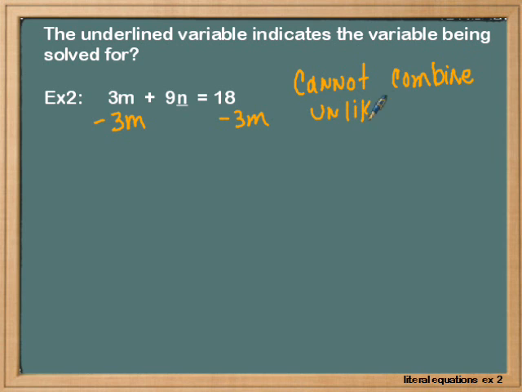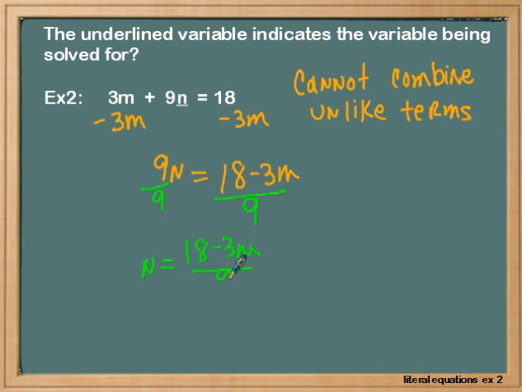And so what that leaves us with is 18 minus 3m. We just have to leave it as is, and let's bring down that 9n. Now we have to get the n alone, so we're going to divide out that 9, and we're going to do it to the entire side on the right, leaving us with n equals 18 minus 3m over 9.